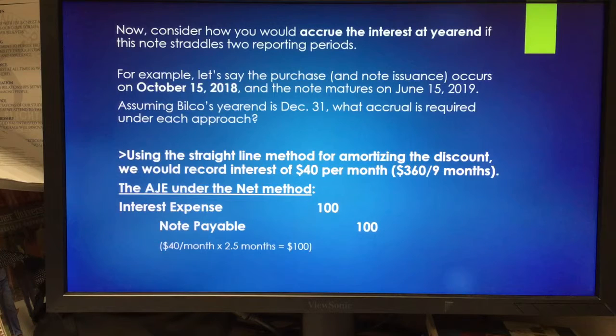Now let's look and see what we would need to do under the net method. Under the net method, recall that we don't have a discount account. And so we would figure the interest the same way as we did before, straight line method, $100. But notice here, we debit interest expense and we credit note payable. Notice we don't credit interest payable here because, in fact, this was a discounted note. So we credit note payable. And notice what that's going to do, of course, is increase the balance on that note payable.